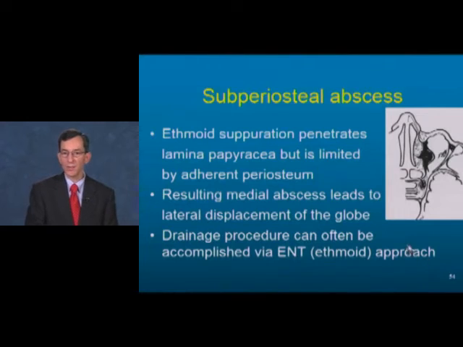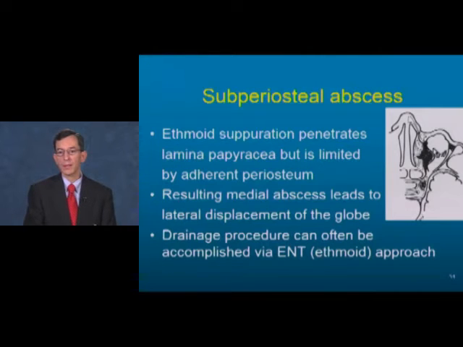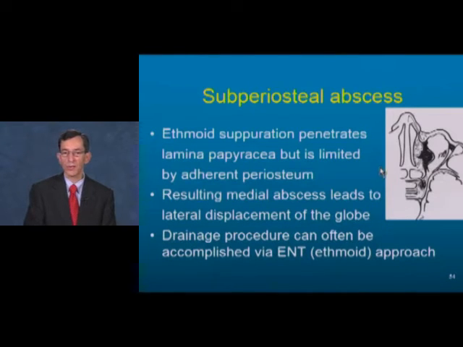In contrast, a subperiosteal abscess arising from the ethmoid ruptures laterally into the orbit, but the periosteum of the lamina papyracea holds the infection in place. And although there is potentially proptosis and displacement of the globe, this is still an ENT drainage procedure, not an ophthalmologic drainage procedure, because ethmoid drainage will remove this collection and allow the orbital structures to resume their normal position.